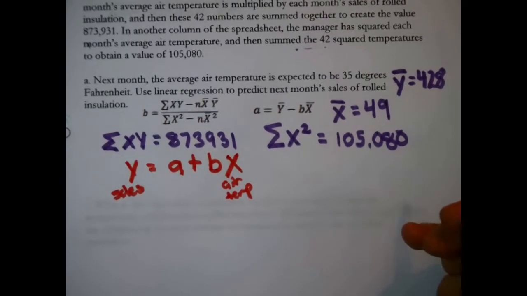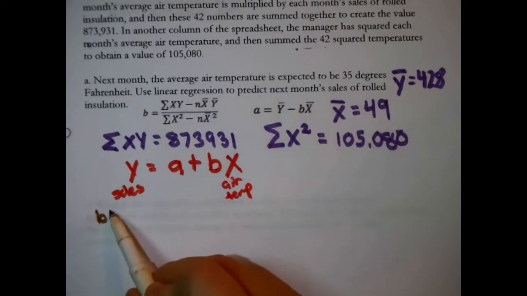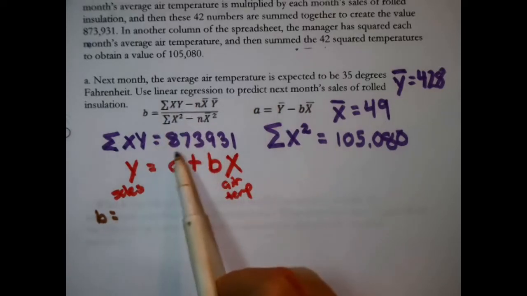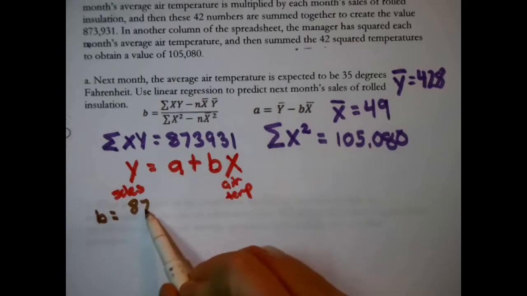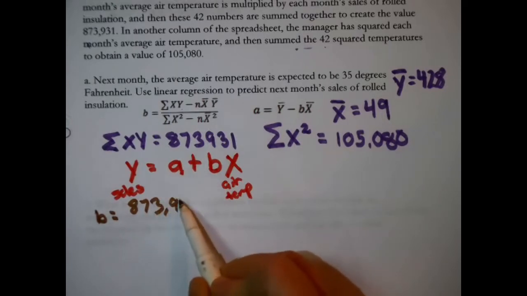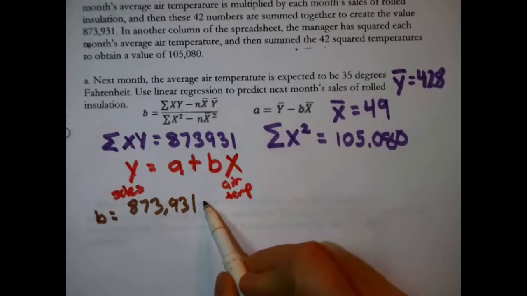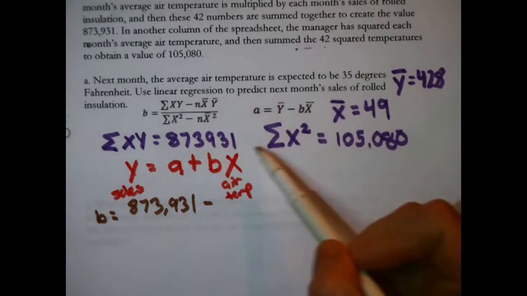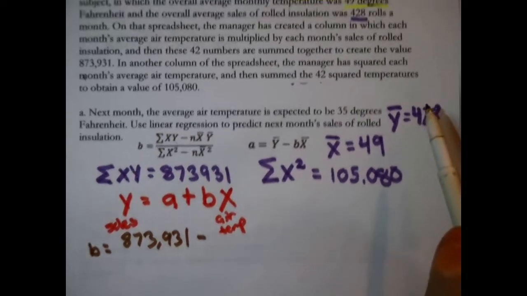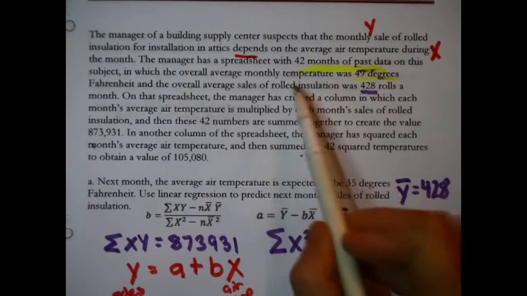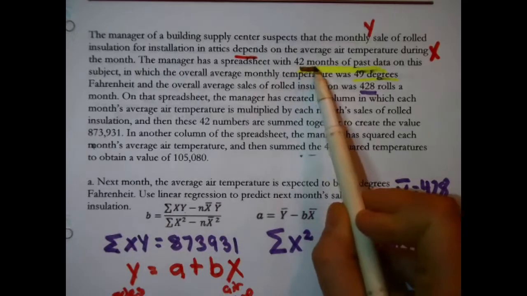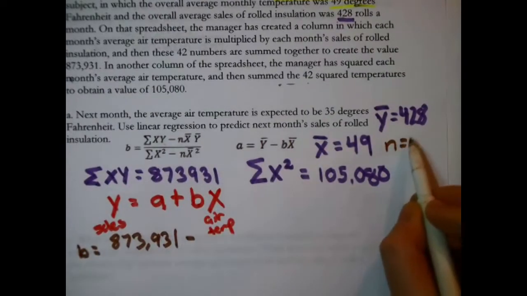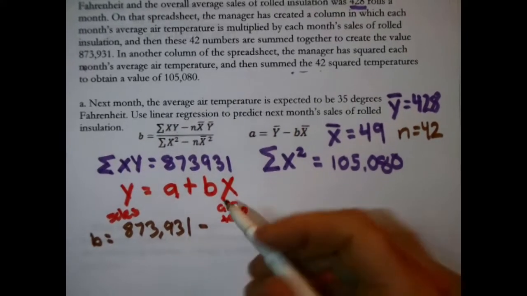So B, the slope, equals the sum of x times y, that was the big number, 873,931, minus n. Now wait a minute, where's n? I forgot to jot down n as we were going through the scenario. N is the number of observations in the data set. That was the first thing that I underlined. Here n is 42, because it kept talking about 42 months.